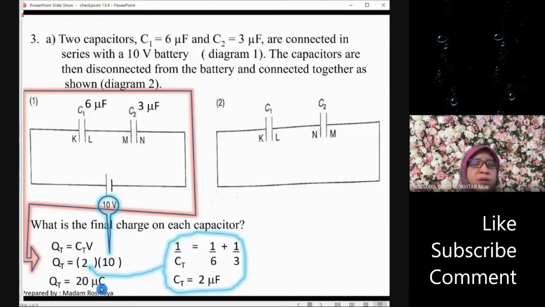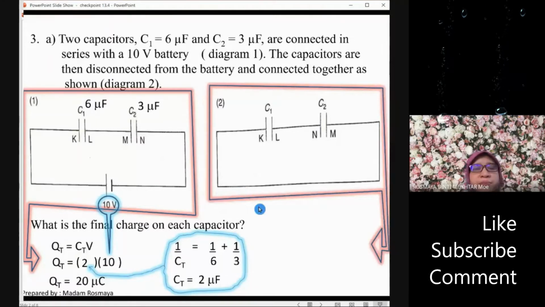So it is in microcoulomb, because you didn't convert the unit just now to farad. So the final answer for charge also has micro. This is the final charge on each capacitor. So the final charge accumulated here will be 20 microcoulomb, and for C2 also 20 microcoulomb. Okay, next question.